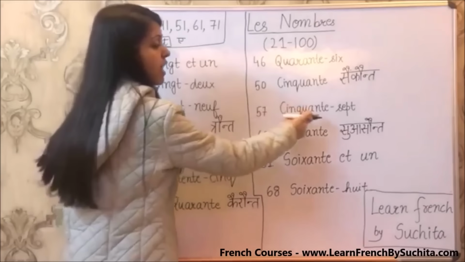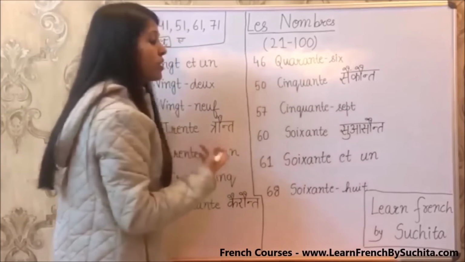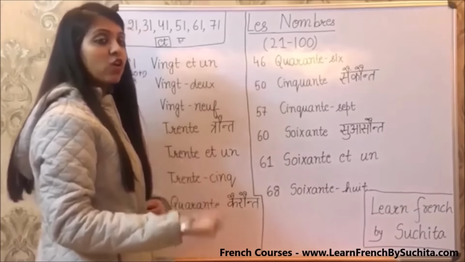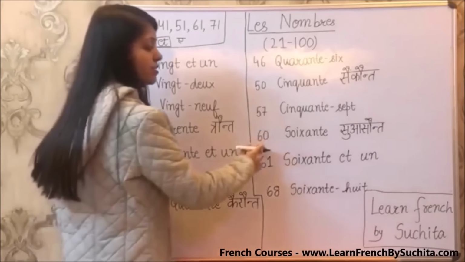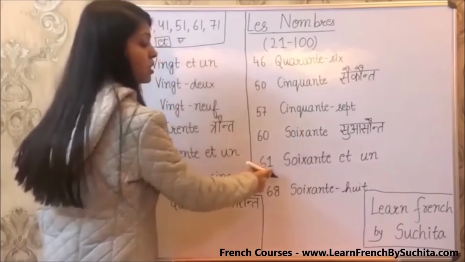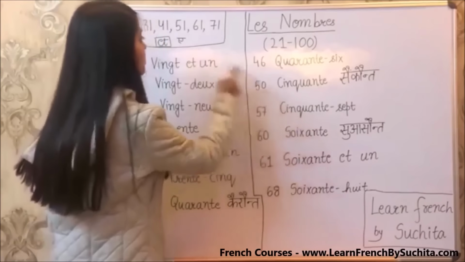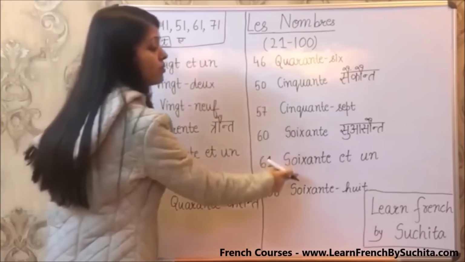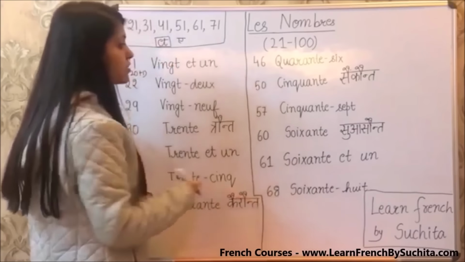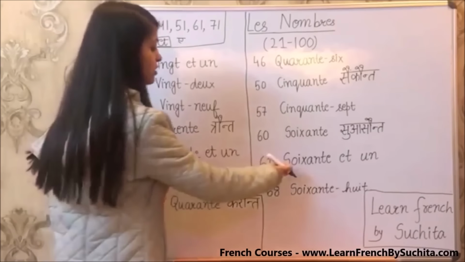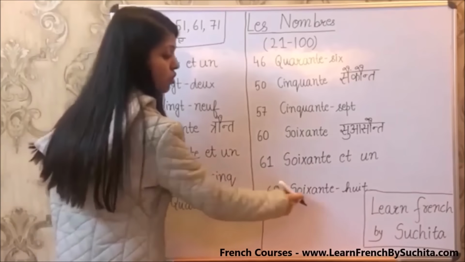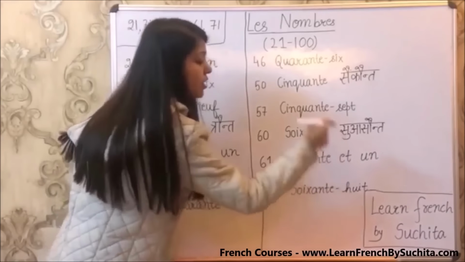57, cinquante-sept. For example, 59. 50 plus 9, cinquante-neuf. 60 would be soixante. 61, soixante et un. Suppose we want to write 65, then it would be soixante-cinq. 68, soixante-huit, 60 plus 8.